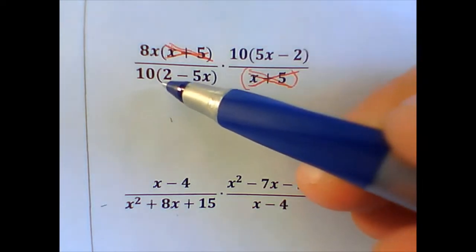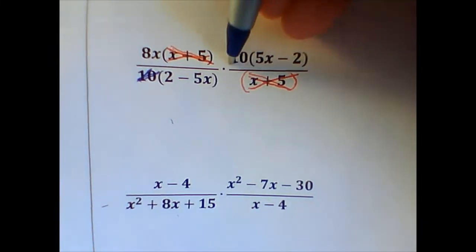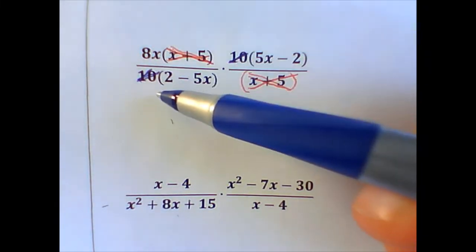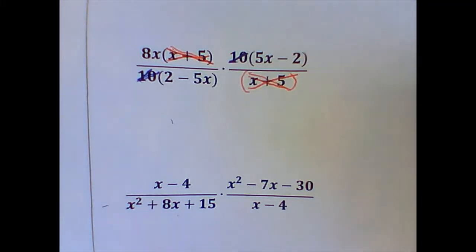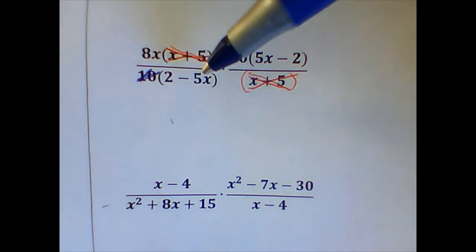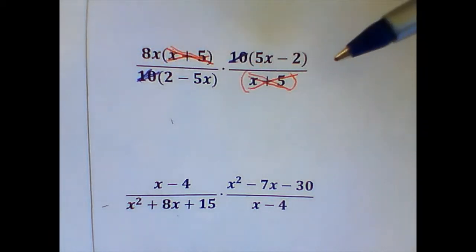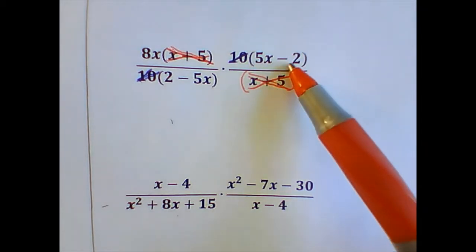We've also got some lone numbers running around. They're exactly the same. The 10s can cancel. We could have looked at 8 over 10 and reduced it, but we would have gotten the same thing eventually. It's just easier to cancel things that are identical because then it's totally gone. Then you don't have to worry about it. Okay. So we've got an 8x on top. He cannot work with the 2 on the bottom because the 2 is part of a polynomial.